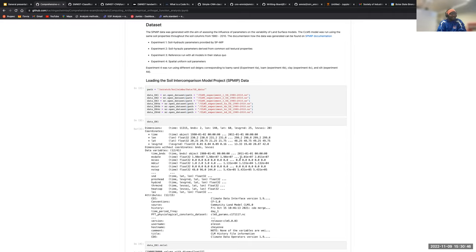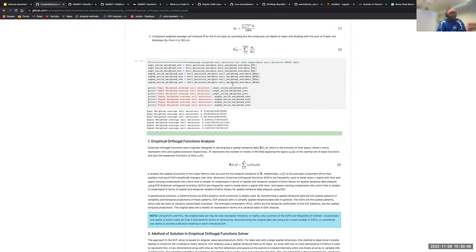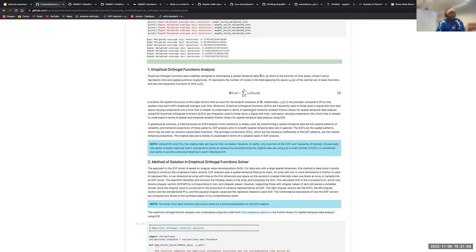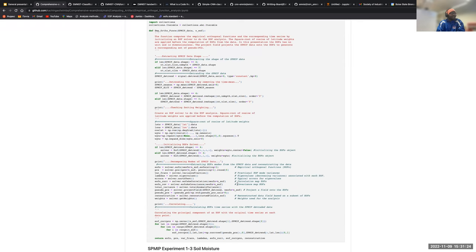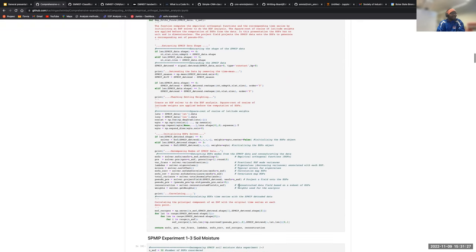So here I'm just importing that data. Then here I'm computing the weights according to the soil profiles we selected, which is a root zone from zero to 1.7 meters. Then here I'm explaining what the empirical orthogonal function analysis is, whereby you have the gridded data set, which depends on space and time, and you decompose it into a time component and a spatial distribution. Then this is the code which is computing the EOF.